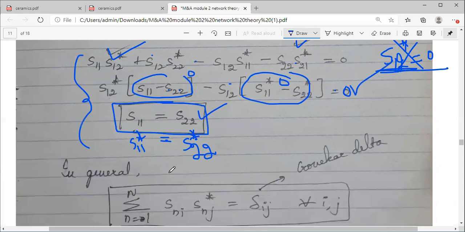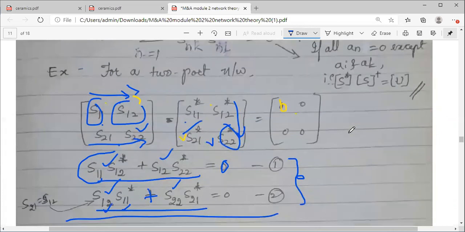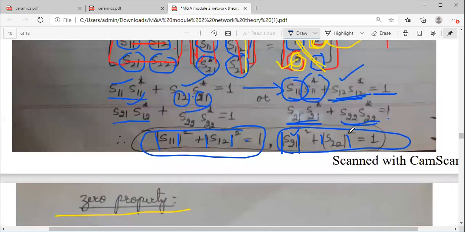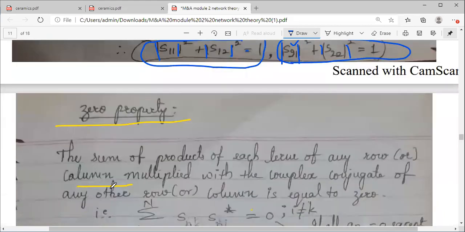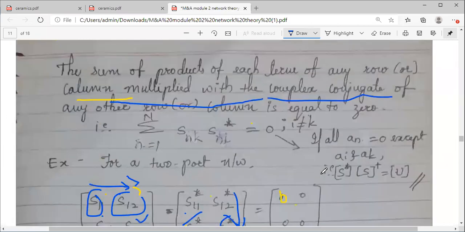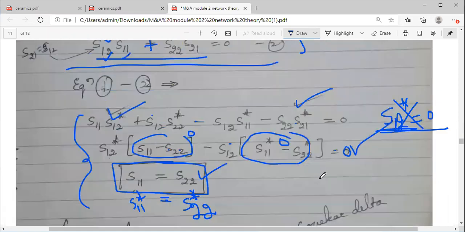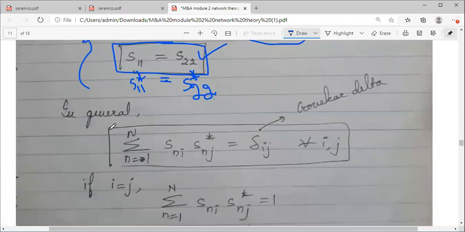Okay. Now I have just now dealt with the unitary property and zero property. Difference क्या है दोनों में? RHS है. What is the difference in both? In unitary property, when you take a row with its own complex conjugate, you are multiplying. But zero property में क्या कर रहे हो? You are multiplying some row or a column with the complex conjugate of any other remaining row or column. So that is the difference. दोनों को club करके I can write a generalized equation in this form.